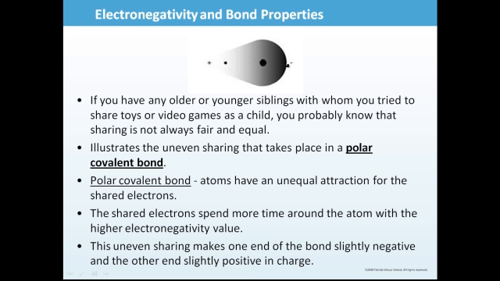So this side of the bond is going to be the negative end because that's where the electrons are the majority of the time. This end is going to be positive because that's where the electrons are the least amount of time. And that is a polar bond.